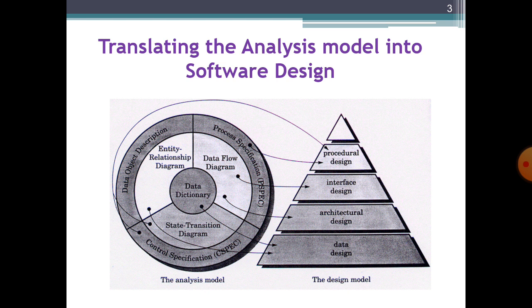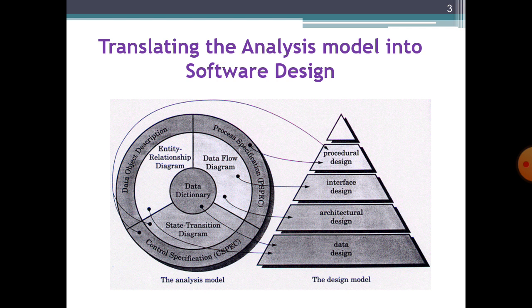So the software requirements, like functional and behavioral models, are fed to the design task. Using one of a number of design methods, the design task produces a data design, architectural design, interface design, and component design as well. So students, data design transforms the information domain model which was created during analysis into the data structures that will be required to implement the software.